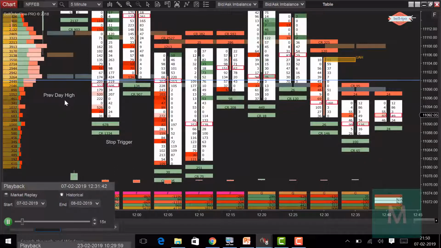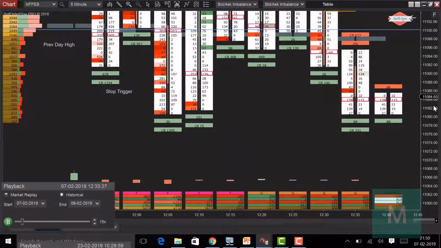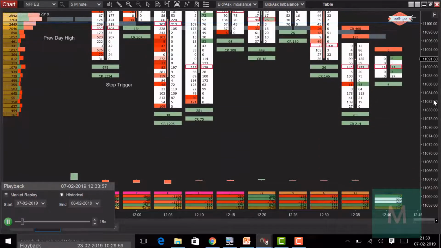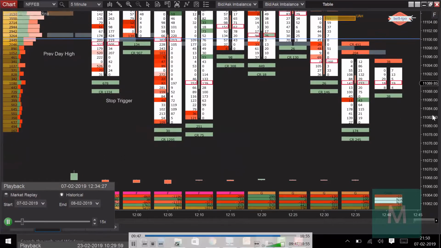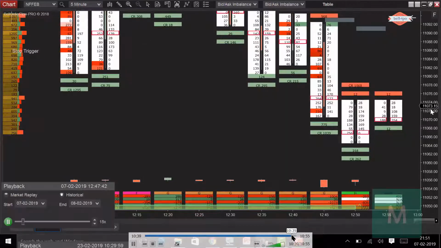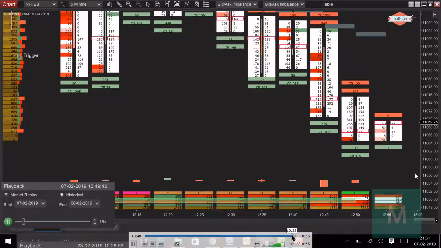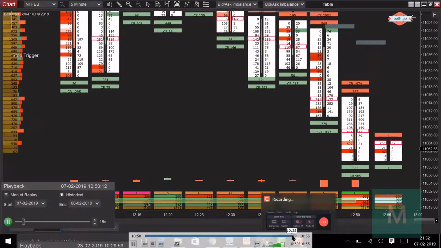Right? Dumb players come and play around reference levels. And then at the end of the day, it just whipsawed, completely whipsawed, and then closed marginally lower for the day. Again, price went back around 11,000 plus levels. That's where they closed. But till today, that's the high in Nifty so far.